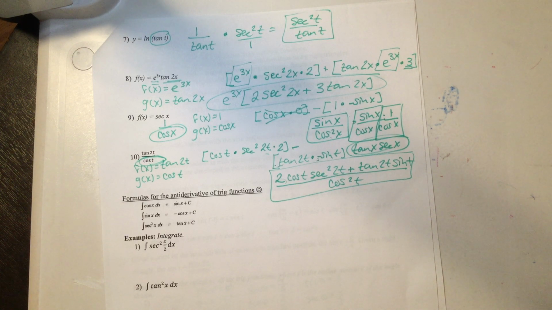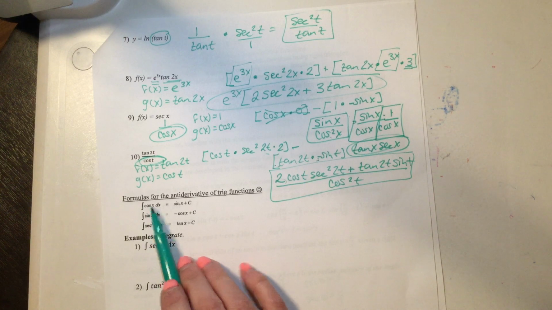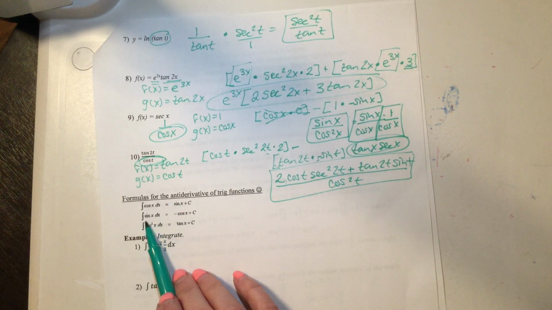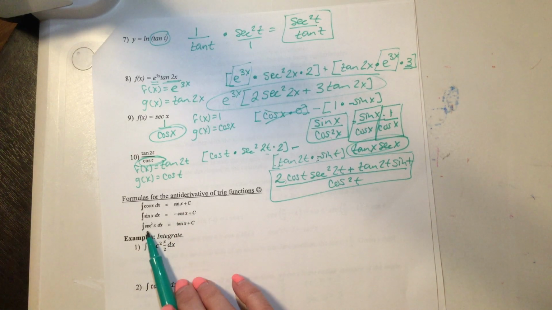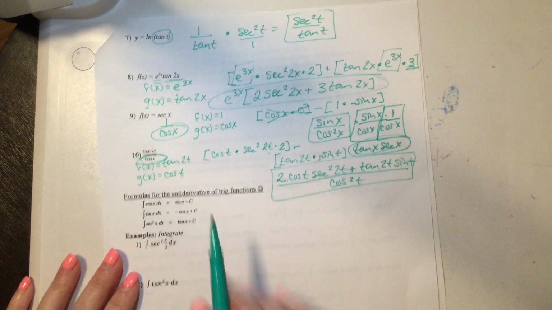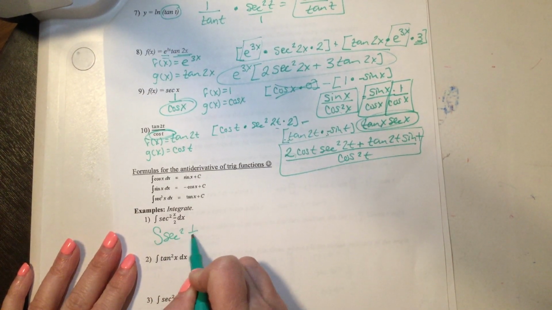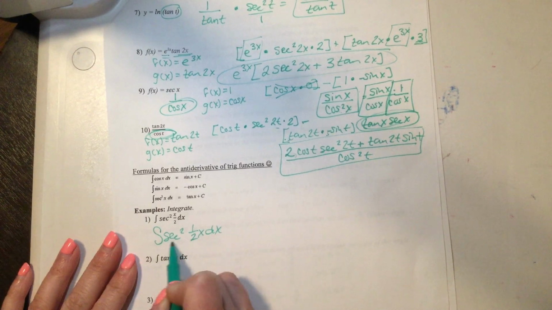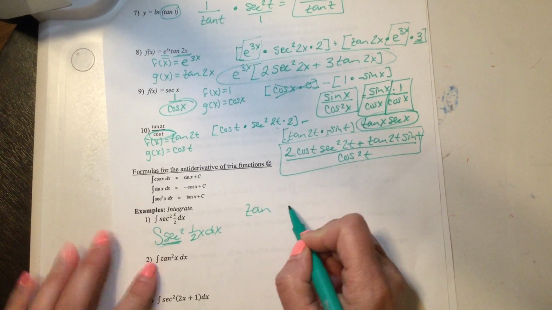Now, when you're doing antiderivatives, remember an antiderivative for a cosine is a sine. The antiderivative of a sine is a negative cosine. The antiderivative for a secant squared is a tangent. So here, this is the same thing as secant squared of 1/2 x dx. The antiderivative of a secant squared is a tangent.